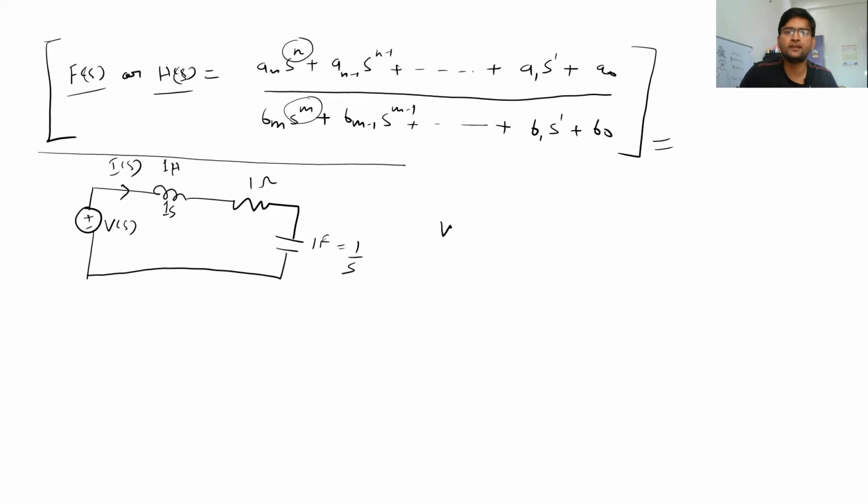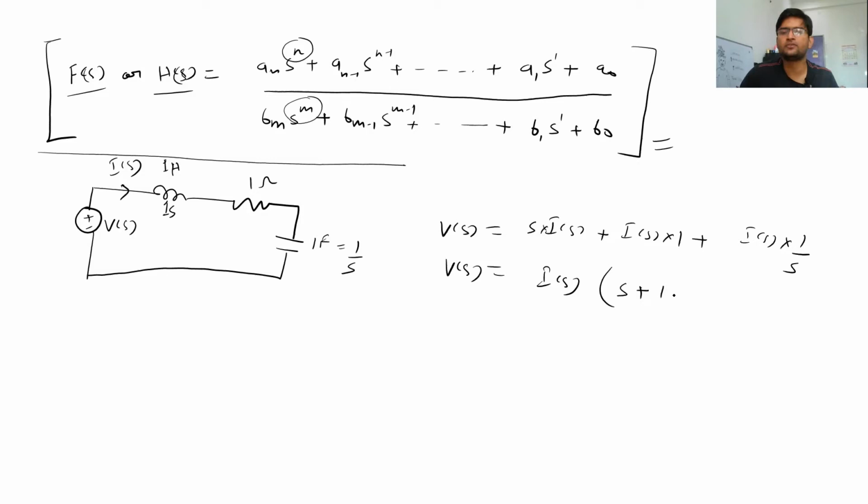So if you write the KVL, you will get Vs is equal to sIs plus Is into 1, which is the resistance, plus Is into 1 upon s. So we can write it as, taking Is common, s plus 1 by s. So finally we will get Vs upon Is, if I take Is to the denominator on the left hand side, and let me call this H(s). So it will become (s square plus s plus 1) divided by s.